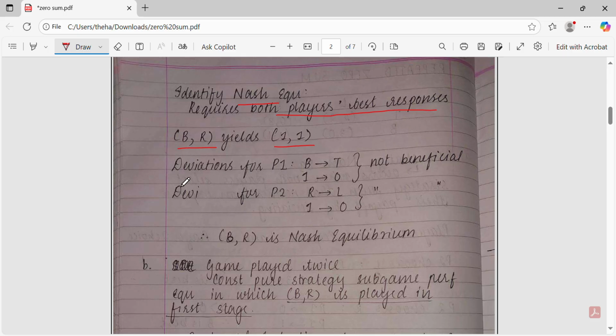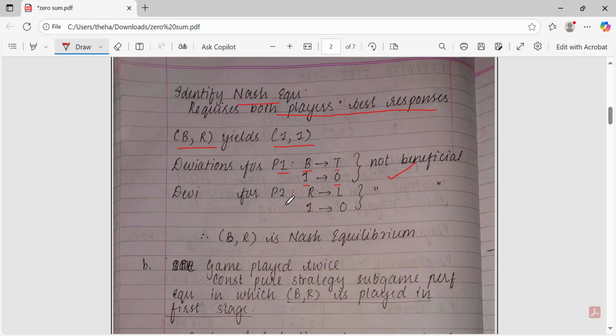So we check what deviations it has, like where can P1 go? Can P1 go somewhere else such that it might have a better value? So P1 chose B, so where else can it go? It can go to T. So when it goes to T, when you check in the table, you will see that it decreases to 0. Is that beneficial? No, it is not beneficial. So it will stay where it is.